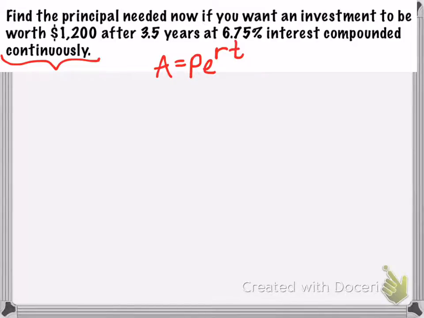Now on this problem, we're looking to find the principal, so we'll be solving for P. And we're interested in our investment to be worth $1,200. So our A value, our accumulated value, is going to be $1,200 after 3.5 years. So this will give us 1,200 is equal to the principal, P, which we're solving for, times e raised to the r. Remember, r is the interest rate, but it needs to be the interest rate written as a decimal.